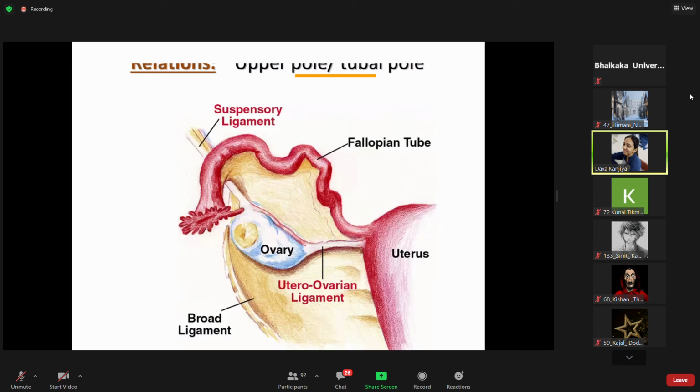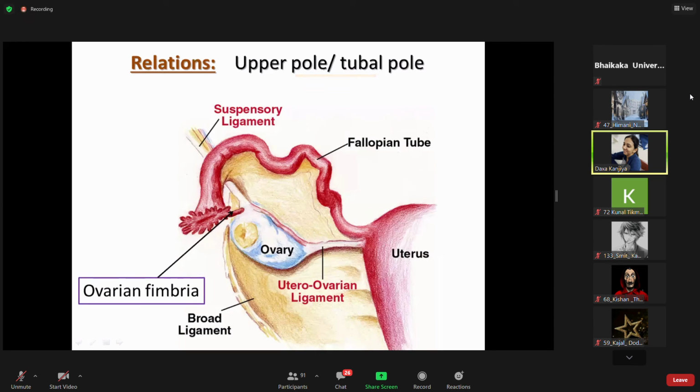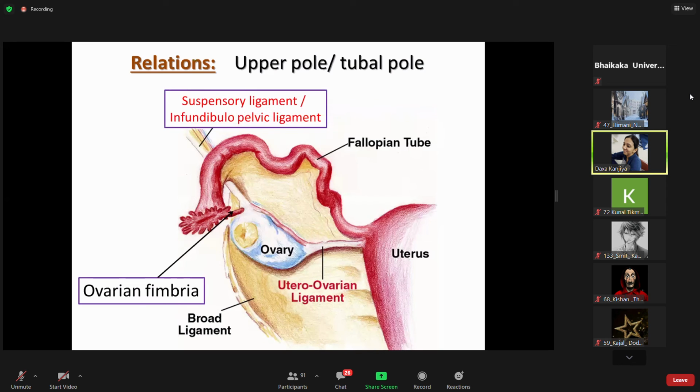Now let us see the relations of the upper pole. See the location, it lies almost vertically. The upper pole is called the tubal pole. It is covered by the ovarian fimbria, and it gives the attachment of the suspensory ligament of the ovary, extending from the upper pole of the ovary to the lateral pelvic wall. And this is also called the infundibulopelvic ligament. And if you remember, it is one of the subdivisions of the broad ligament.